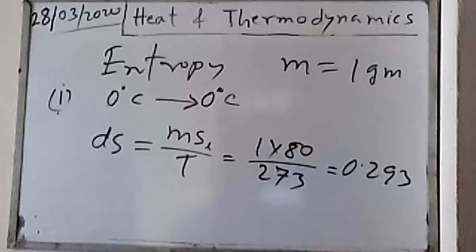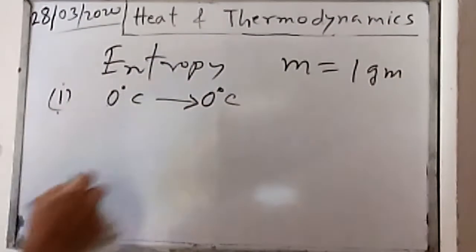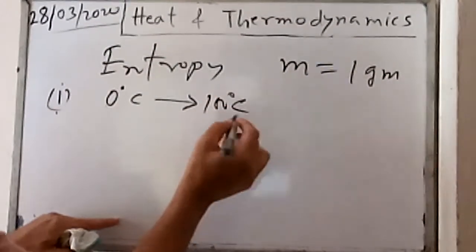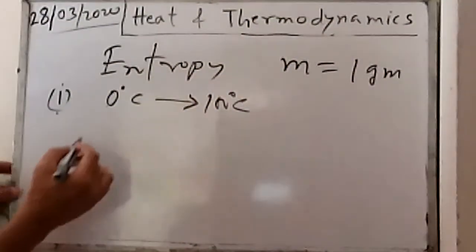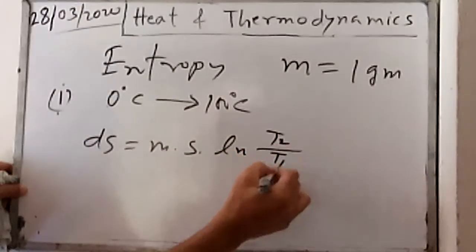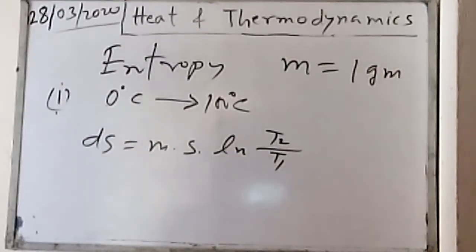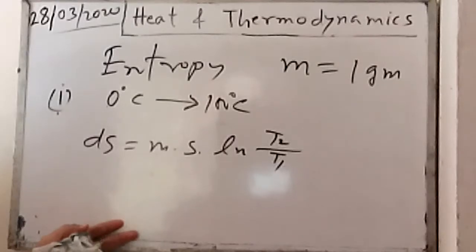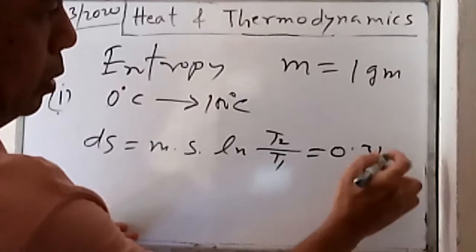Similarly, now for 0 degree Celsius water to 100 degrees Celsius water, the equation for the change in entropy is m s ln T2 by T1. Put the values and you will get the answer for this change, which is 0.312.